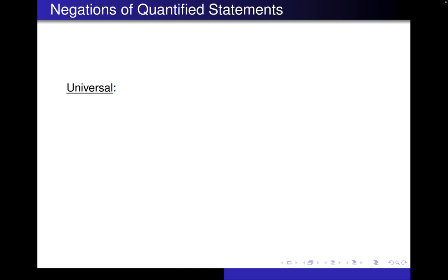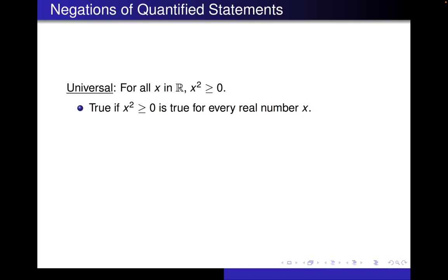Let's see what happens when we negate a universal statement. Something similar is going to happen. You may not be surprised by that. So let's say we have for all x in the real numbers, x squared is greater than or equal to 0. And again, this is going to be true precisely when x squared greater than or equal to 0 is true for every real number x. And if we flip that around, that means it's going to be false if x squared greater than or equal to 0 is false for at least one real number x.